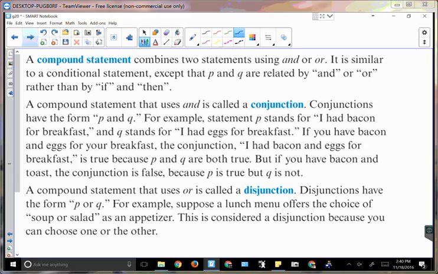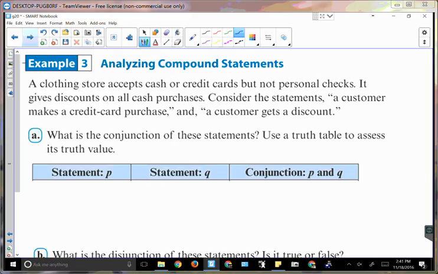So, here we go. A clothing store accepts cash or credit cards but not personal checks. It gives discounts on all cash purchases. Consider the statement: a customer makes a credit card purchase and a customer gets a discount. So, what we do is we are going to identify credit card purchase as what? P or Q? P. And discount as Q, because if you use a credit card, then you get a discount, right?